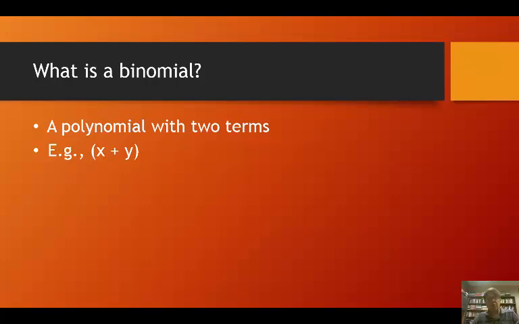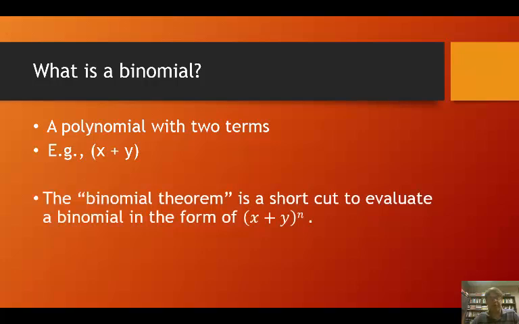So the binomial theorem is a shortcut to evaluate a binomial in the form of (x plus y) raised to some power. Could be the 56th power, could be the 32nd power, could be the second power. Basically, we say raised to the nth power, and n is a stand-in for whatever it actually is, whether it be 5 or 500. Okay?